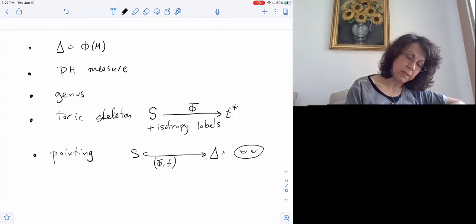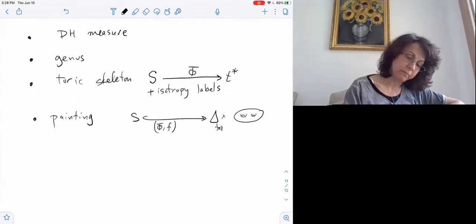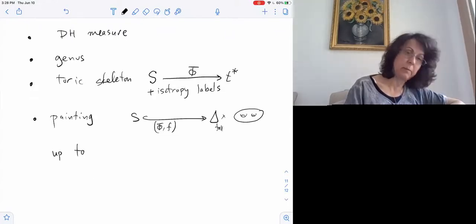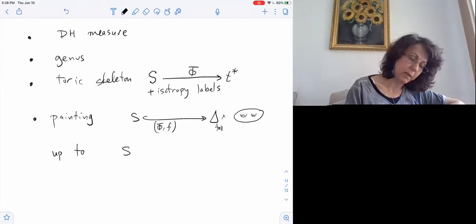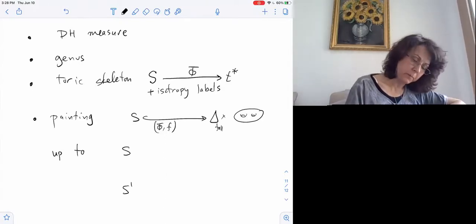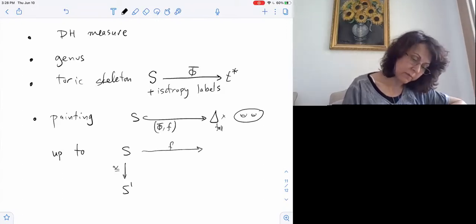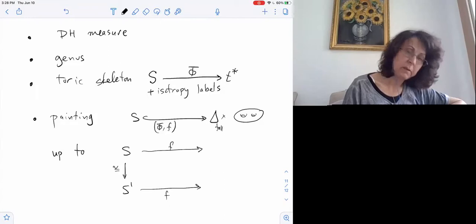The painting as is depends on the choice of trivialization of the product. But we know exactly what the ambiguity is. So this is up to the following thing. If you have two manifolds and their corresponding paintings, here's one of them. Let's just focus on the F part.